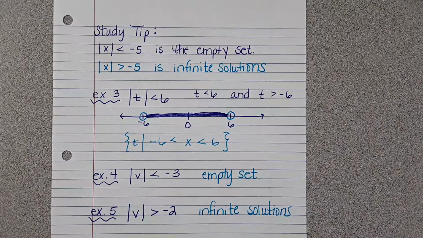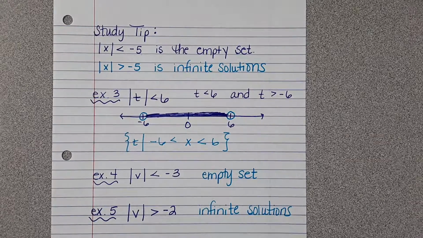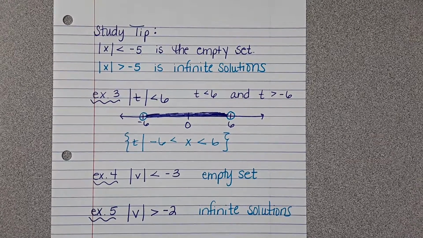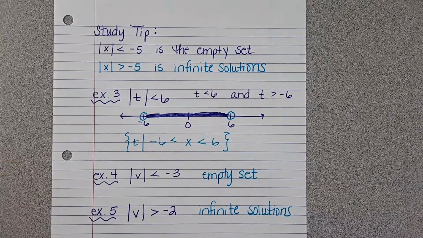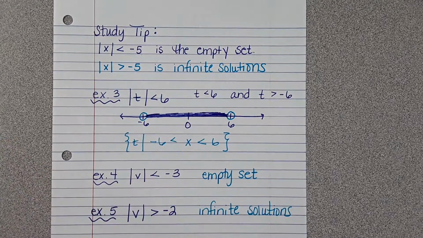What that means is if you went to go graph it, you would graph the entire line because every answer would be correct. So let me pick a number that's greater than -5. 2. Okay, what's the absolute value of 2? 2. Is 2 greater than -5? Yes. Okay, now let's pick a number that's less than -5. -6. What is the absolute value of -6? Well, 6 is greater than -5. That is why it's infinite.